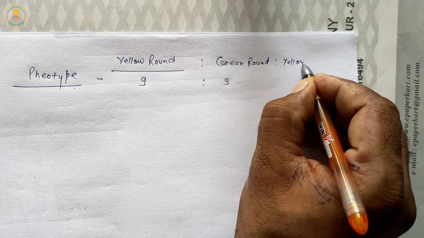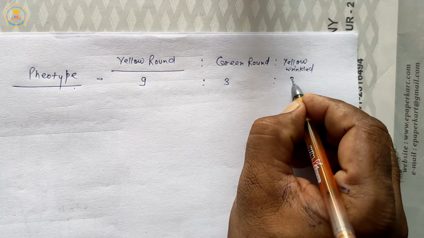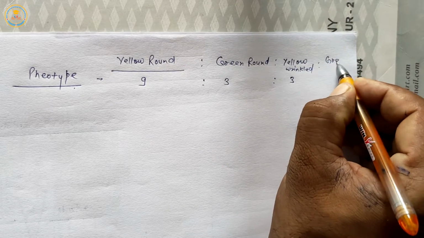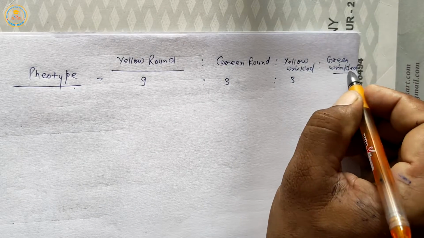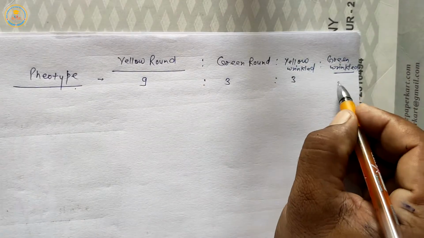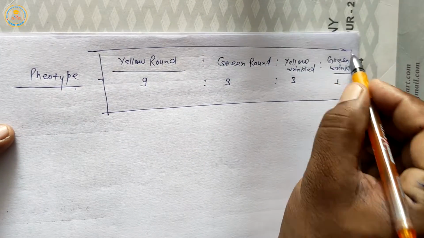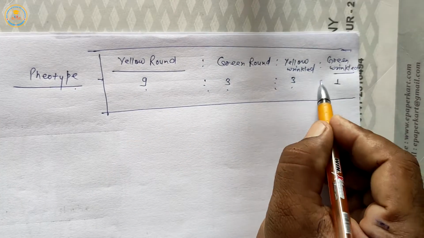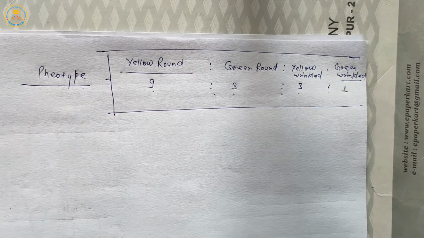Next, yellow wrinkled. Total 3 plants are formed in the F2 generation of the law of independent assortment. Next, green wrinkled. Only the last plant of 16, only a single plant. It means the phenotype of the F2 generation of the law of independent assortment is 9:3:3:1. Once again, phenotype means external appearance.